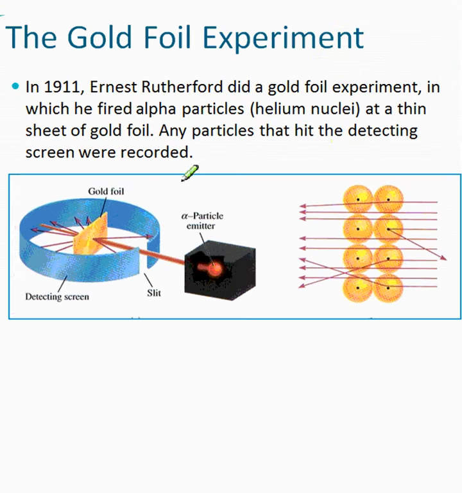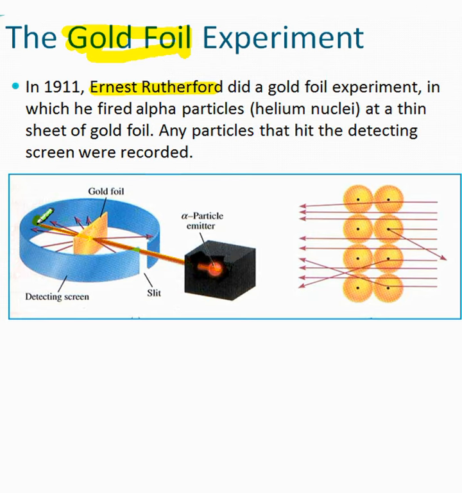Next, what was discovered after the electron was the proton, through the gold foil experiment. Ernest Rutherford did a gold foil experiment where positive particles were shot out and passed through gold foil and hit a screen.